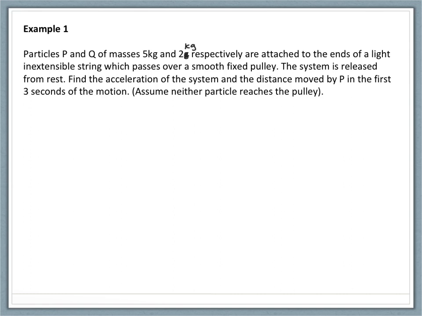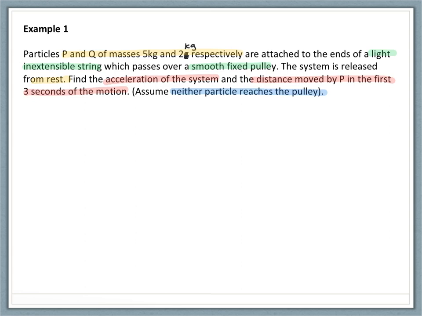We have particles P and Q with masses of 5 kilograms and 2 kilograms respectively. They are attached to the ends of a light, inextensible string which passes over a smooth fixed pulley. The system is released from rest, and we need to find the acceleration of the system and the distance moved by P in the first 3 seconds of its motion. And we're given some further information here. We assume neither particle reaches the pulley.